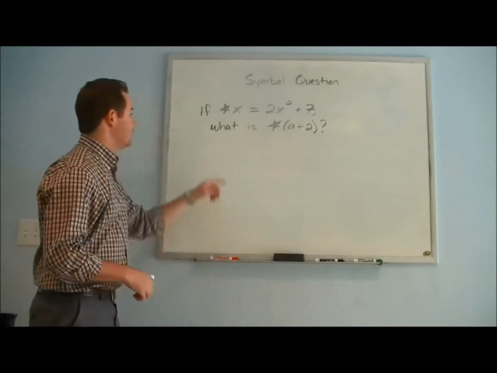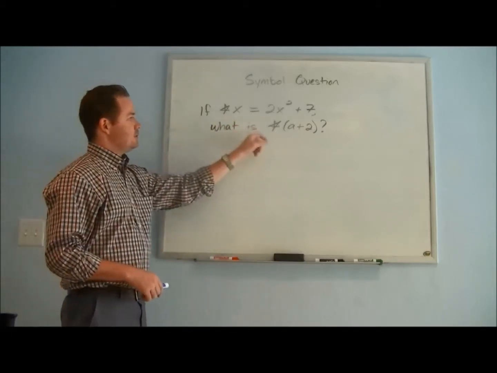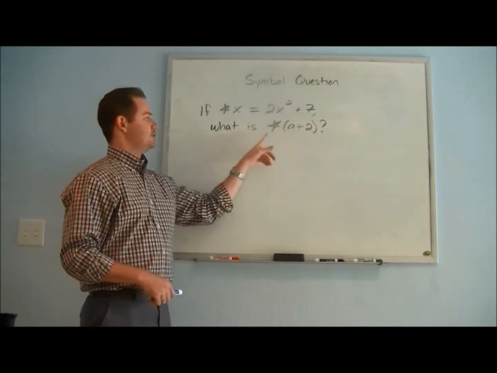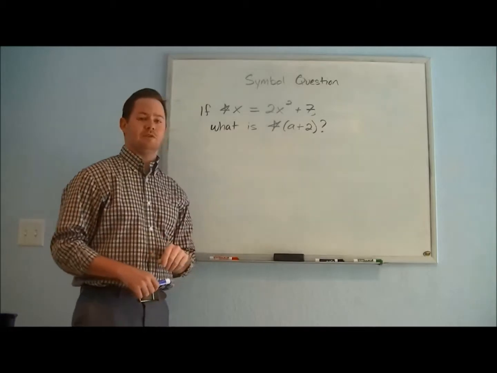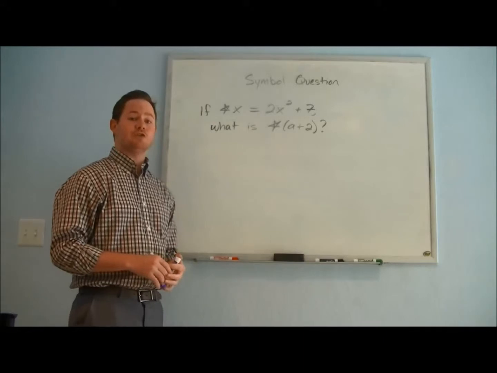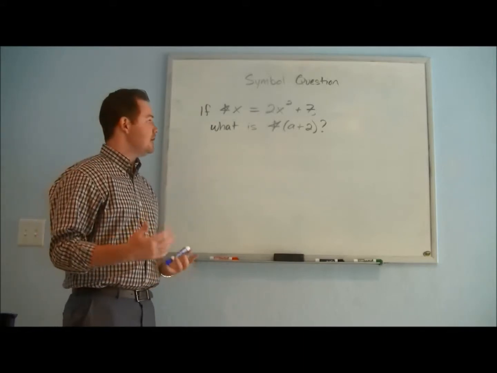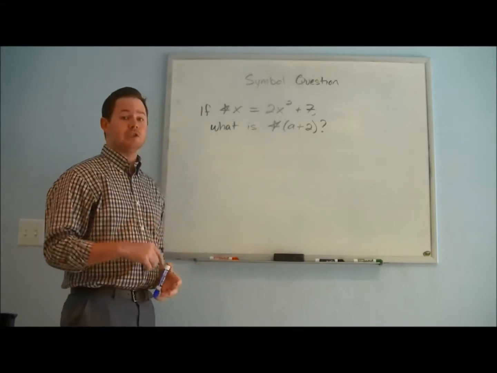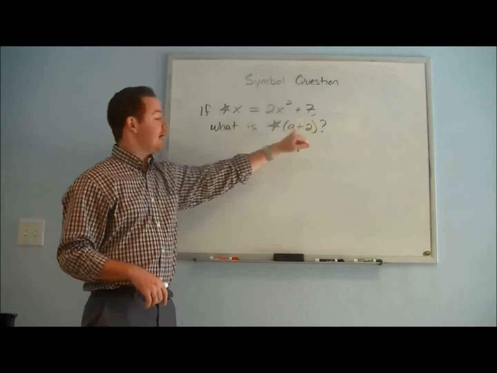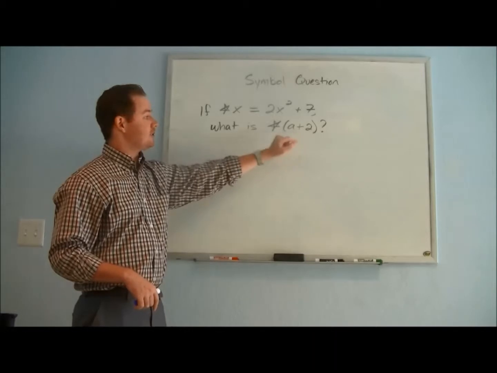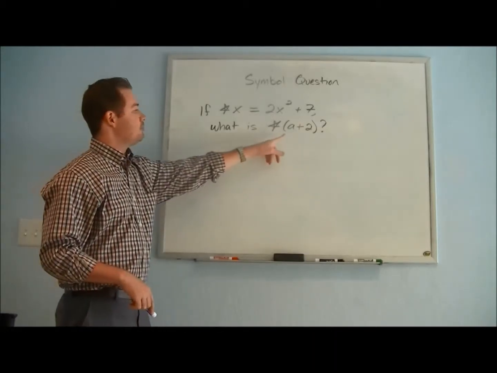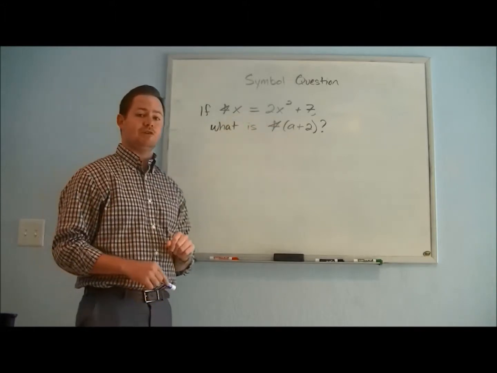So here we go. If star x is equal to 2x squared plus 7, what is star of a plus 2? Whenever we're looking at symbol questions, we want to treat them the same way that we would look at a function question, which means we're going to use this original function, and then whatever we're being asked for, we're going to take that value that we see there in the parentheses, and we're going to plug that in for the variable in the original function.